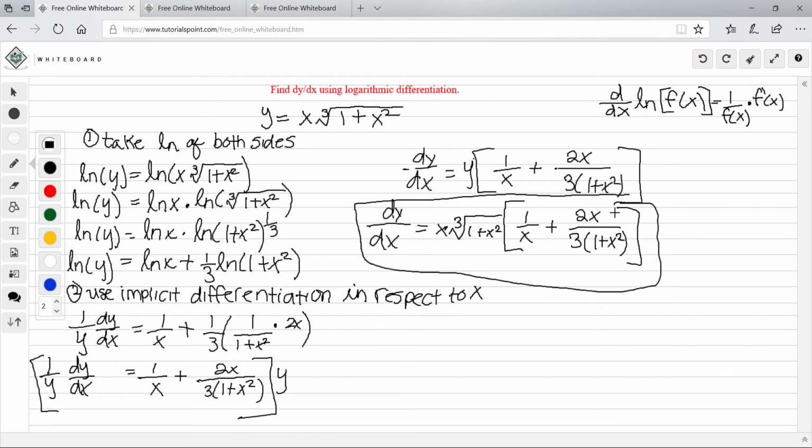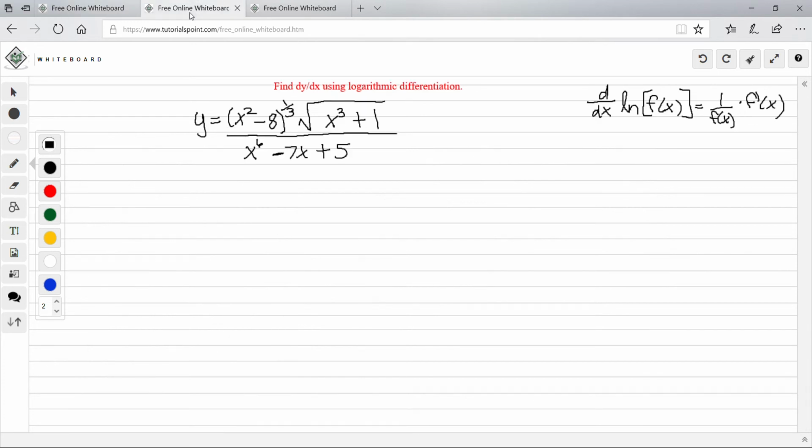So these logarithms aren't too hard. You just first take the ln and then you solve for dy/dx. So let's do another example. We've got to find dy/dx using logarithmic differentiation, and we need the derivative of ln of f of x, which is just 1 over f of x times f prime of x.